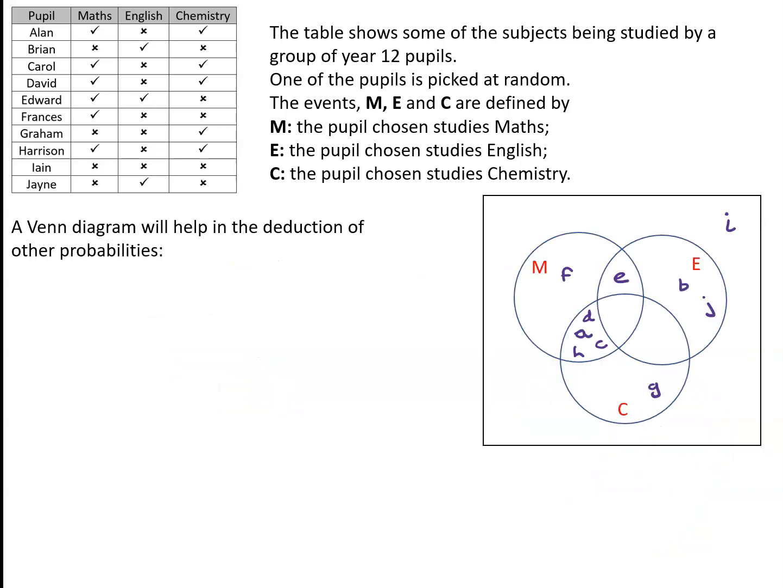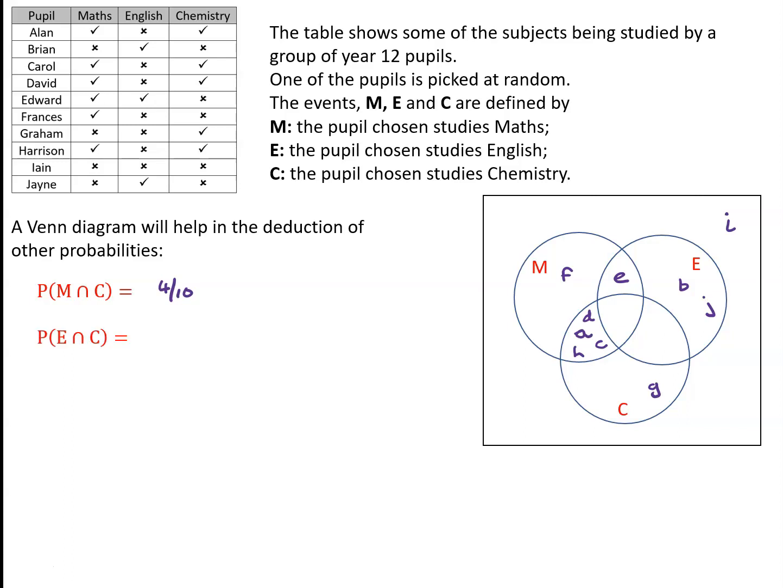So looking at that diagram, first of all, the probability of the pupil chosen doing maths and chemistry. Well, we can see that we've got 4 pupils who do both maths and chemistry. That's pupils A, C, D and H. So that's a probability of 4 out of 10.